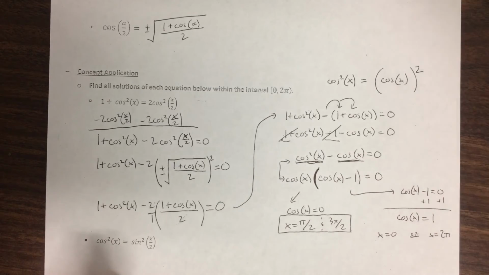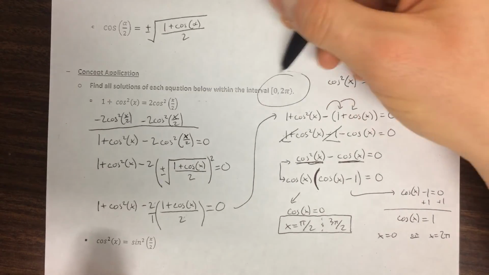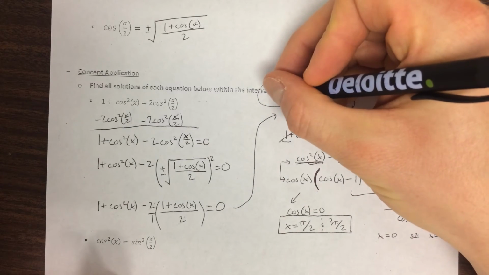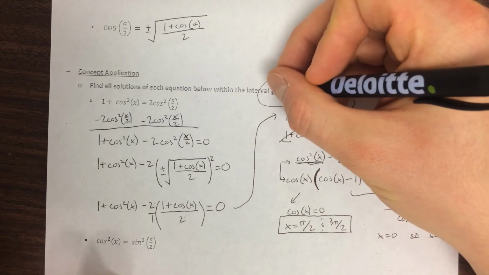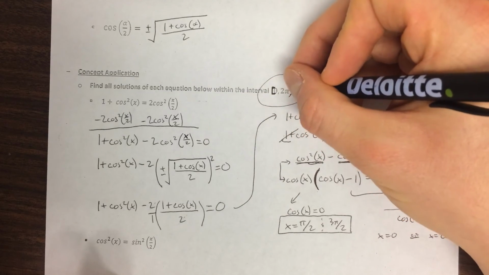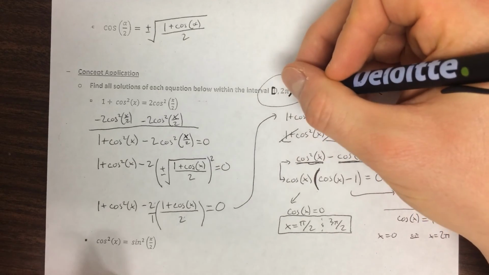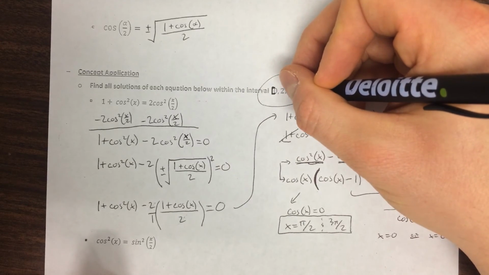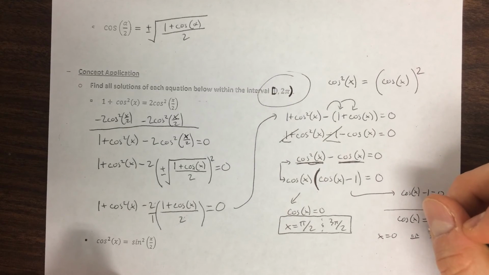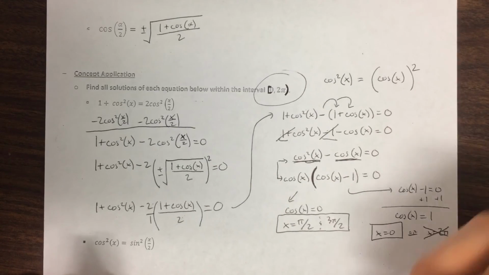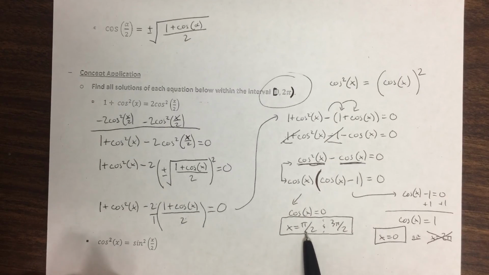However, only one of these is correct based off of our interval up here. And hopefully we can recall that if it's a hard bracket like this, that means it touches at 0. If it's a soft bracket like this, that means it gets really, really close to 2 pi, but never touches. And so 2 pi, since it does not touch at 2 pi, is not a correct solution. 0 would be. So for this equation, our solutions would be pi over 2, 3 pi over 2, and 0.